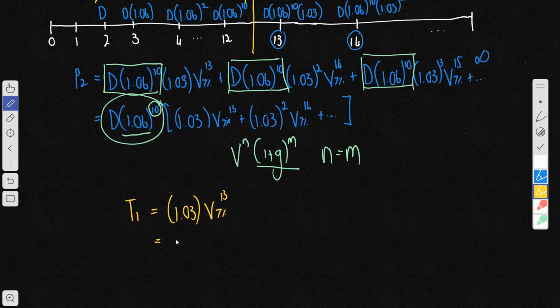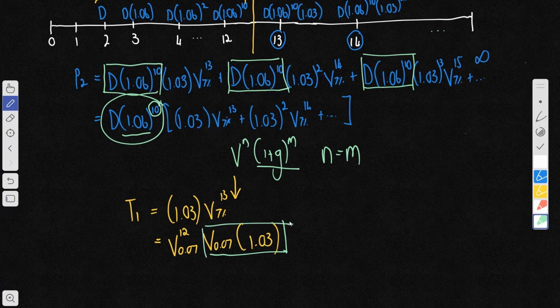Now my preference is to reduce the exponent of the discount factor. So we need the exponent of the discount factor to be 1 in this case. So we can split v to the power 13 into two values: v to the power 12 multiplied by v to the power 1. And then we're still left with 1.03. Now we have the form that we require for the compound annuity, which is discount factor times 1 plus growth factor, and both of them are raised to the power 1.